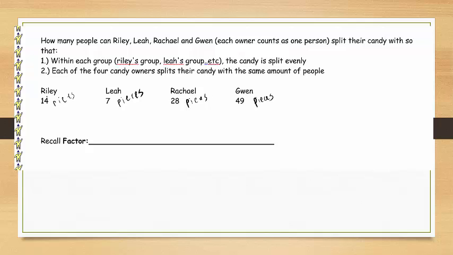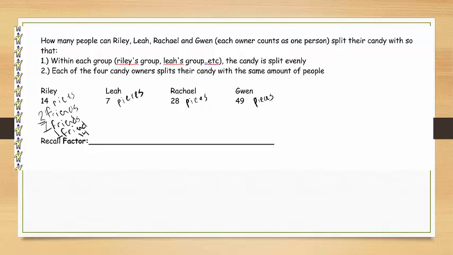And what each girl wants to do is share their candy with their friends. So Riley has 14 pieces of candy. She can't give 10 to one friend and 4 to another. That's not fair. So they have to be fair. That's basically the rule. So Riley could share with 2 friends. She could share with 7 friends. She could give all the candy to one friend, even though that's not really sharing, but she could give it all away. Or she could share with 14 friends.